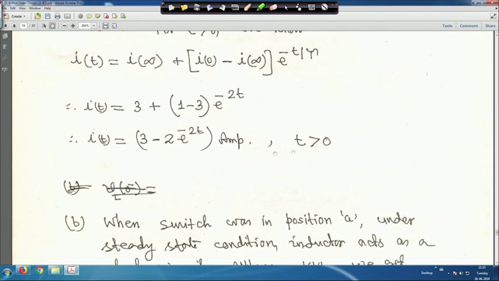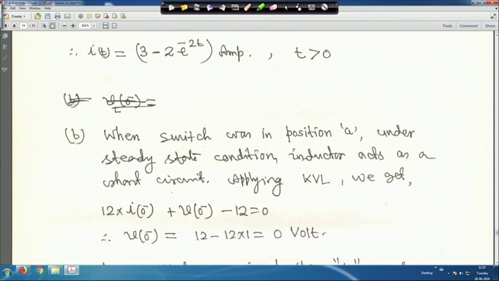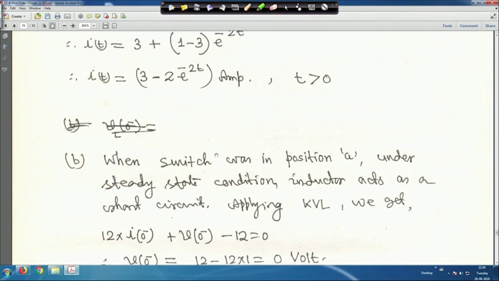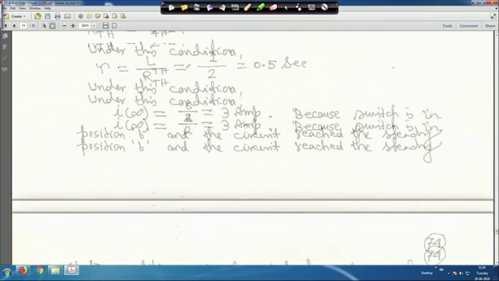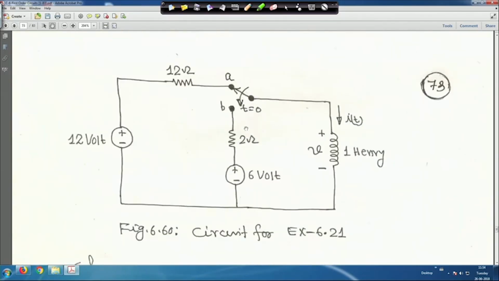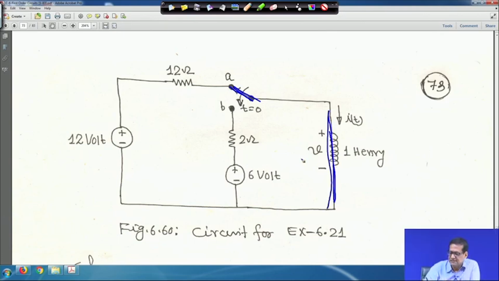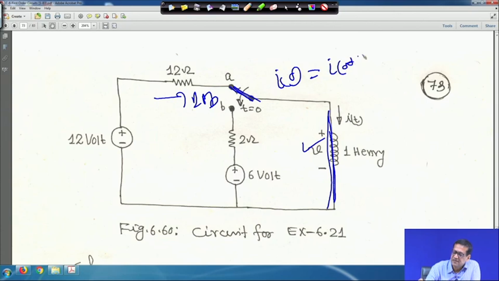So, that is for t greater than 0. Now, second thing, when the switch was in position A under steady state condition, inductors act as a short circuit, right. So, in this case, from there you can easily find out, because when the switch was in position A, the inductor is behaving like a short circuit, and this is the voltage across the inductor. And the current through this is 1 ampere, this is your I 0 minus, which is equal to I 0 plus, which is equal to I 0 is equal to 1 ampere, that we have seen.